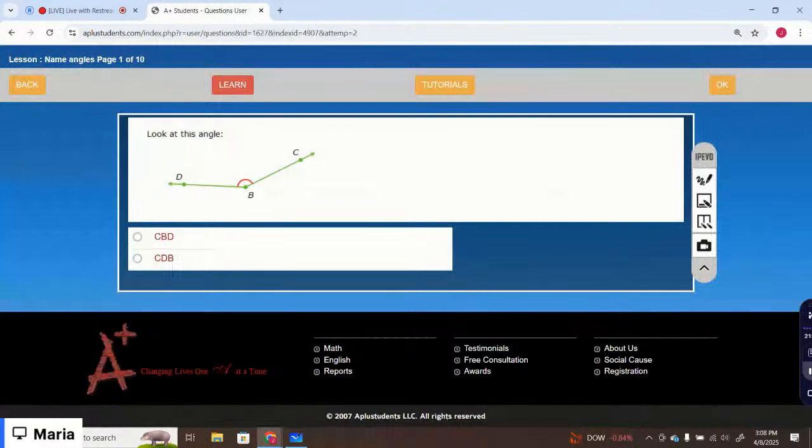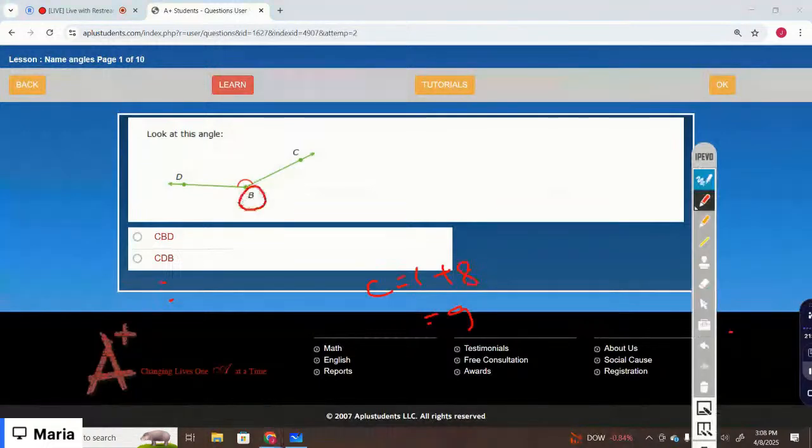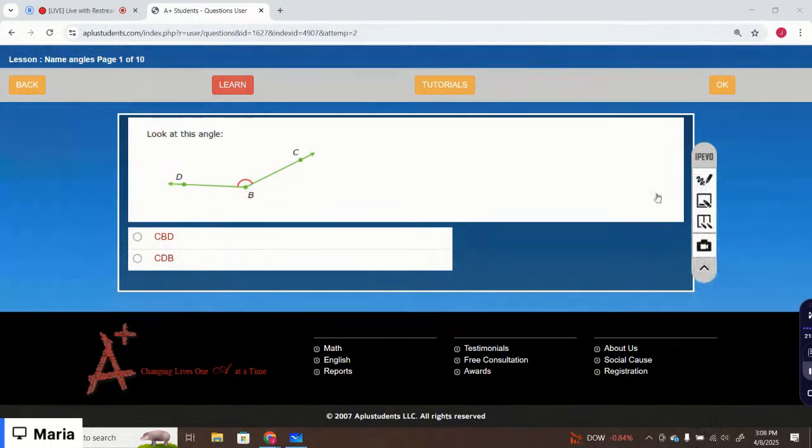Look at this angle. So B is the vertex. That is the common point with lines BC and BD. So B is the vertex. B must be in the middle. So option number one is the correct option. That is CBD. Option number one is the correct option. That is CBD.